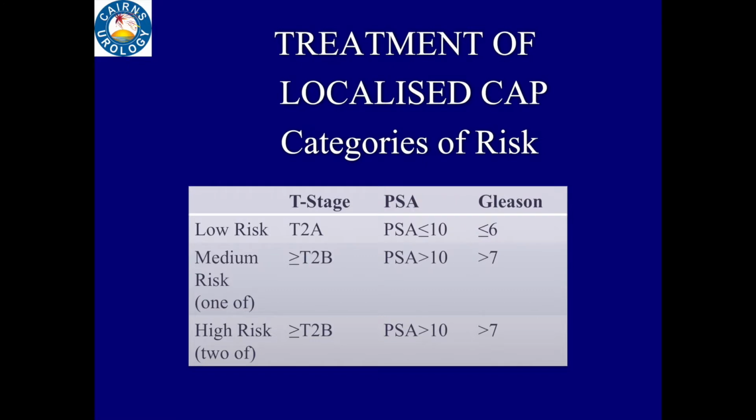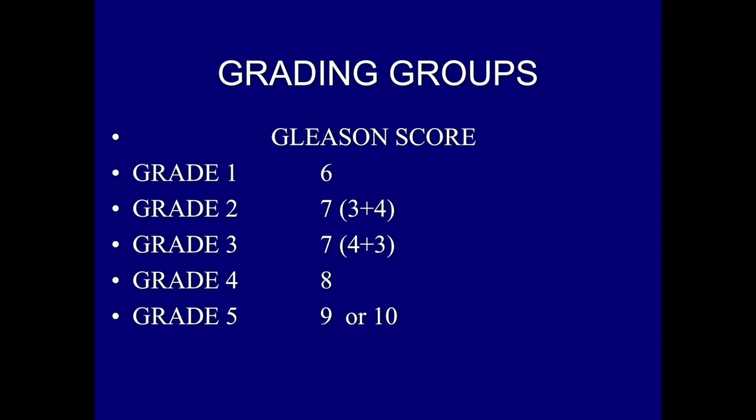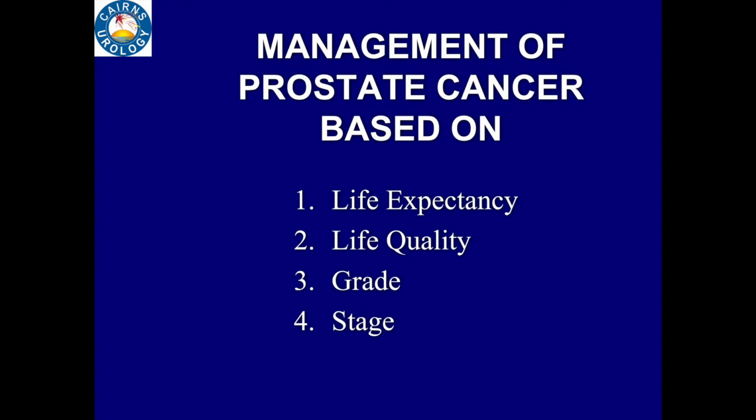Risk categories are an attempt to decide which patients are likely to have advancing disease in the future and warrant very significant active treatment earlier. Recently, grading groups have been created in an attempt to more accurately reflect disease performance. As with any medical condition, treatment should be based on life expectancy and life quality. In other words, to be able to live for a good time and a long time.